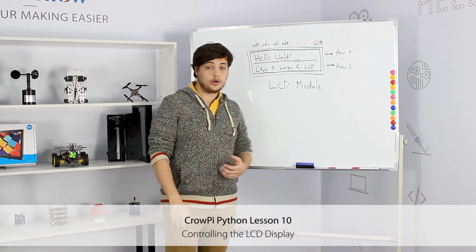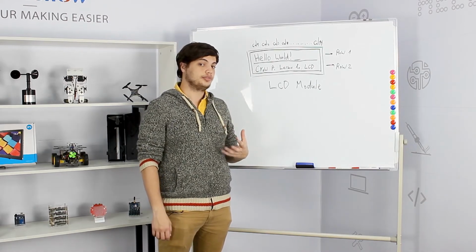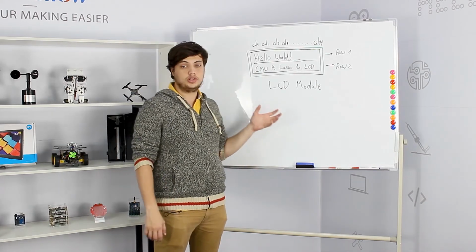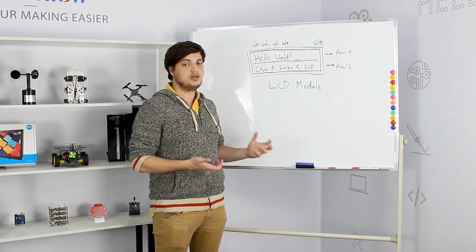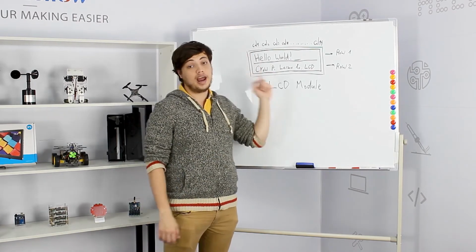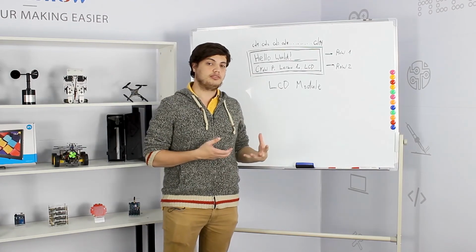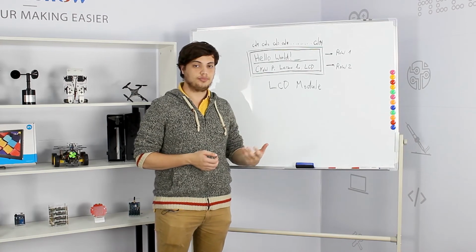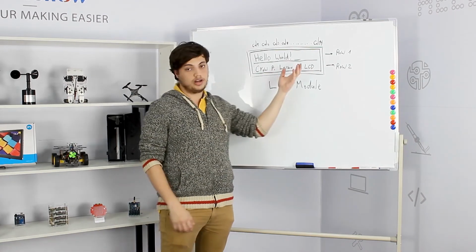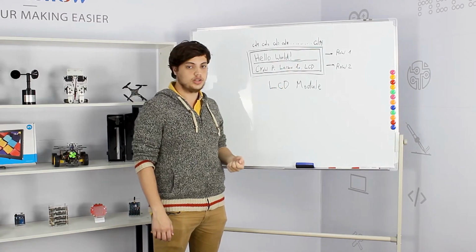In this lesson, we are going to talk about the LCD module. What is the LCD module? The LCD module is the module in the center of our CrowPi that allows us to write text in two rows, up to 14 characters per row. That's a lot of text you can write. Every time we write something, we can delete it and write again. There is also a cursor function that shows where our cursor is located at the current moment.